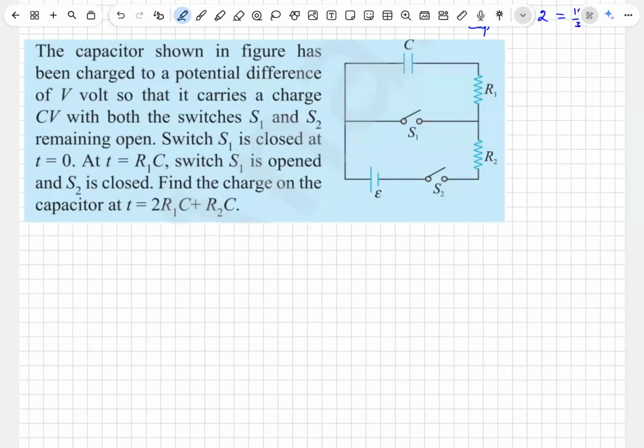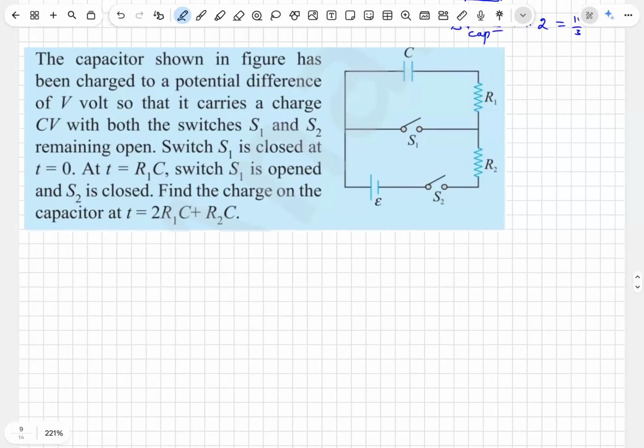First, what is happening here? See, from t is equal to 0 to t is equal to R1C.